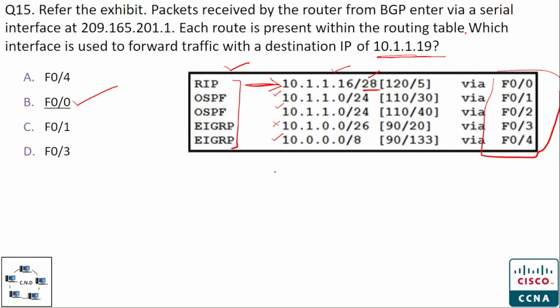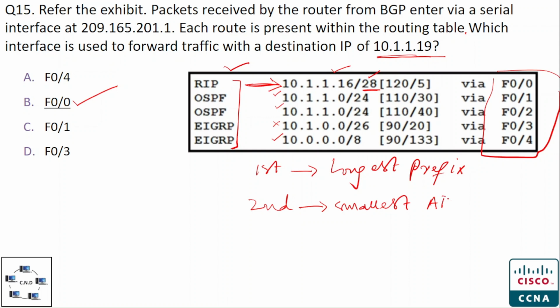The second criteria is, let me list them down. The first one is longest prefix. This is very important, and you may encounter multiple questions inside your exam. This is also important in your practical networking. The second is smallest AD, or smallest administrative distance. So in this case, the EIGRP has the smallest administrative distance. If all the routes were having the same prefix, then we would have selected the EIGRP route because it has the shortest or smallest administrative distance.